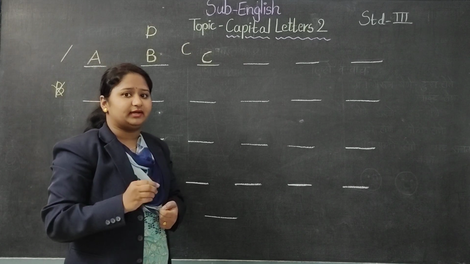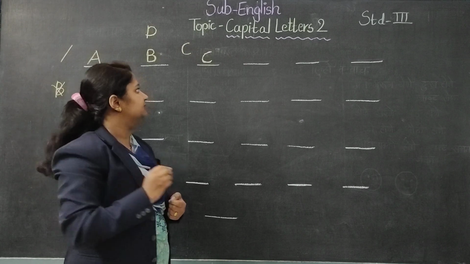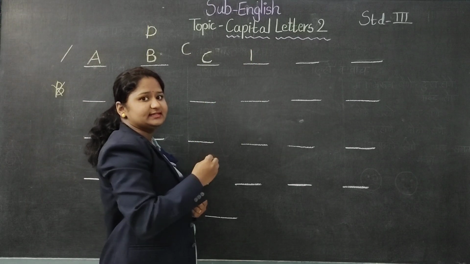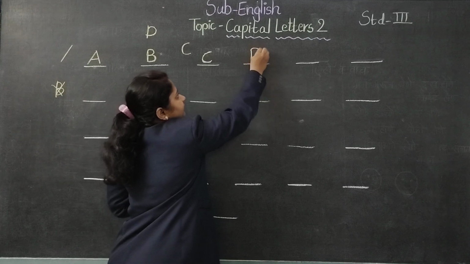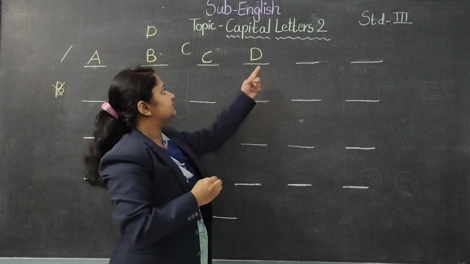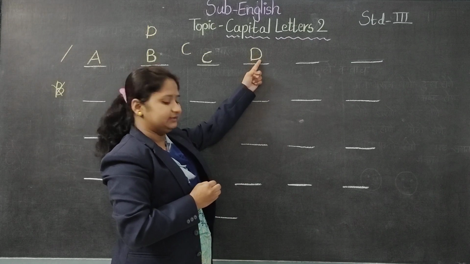We will see the right way, the right sequence of writing D. First, the standing line. Second, half semicircle, half circle we can see. This is the correct way of writing D.